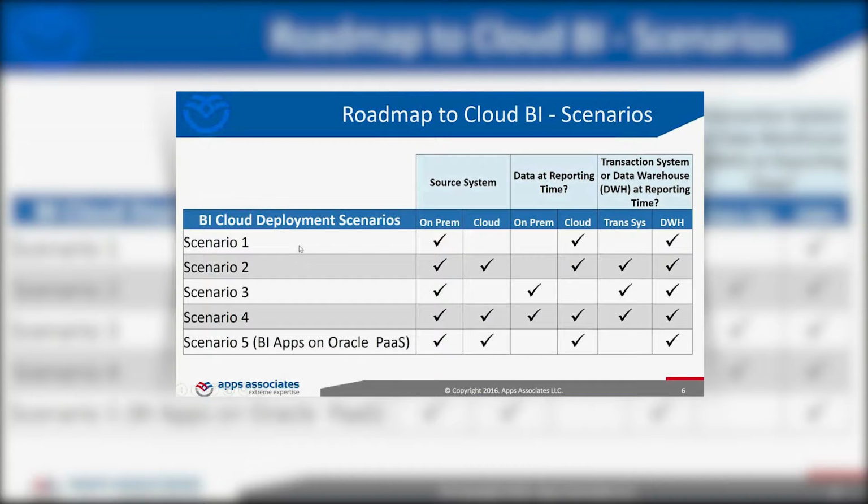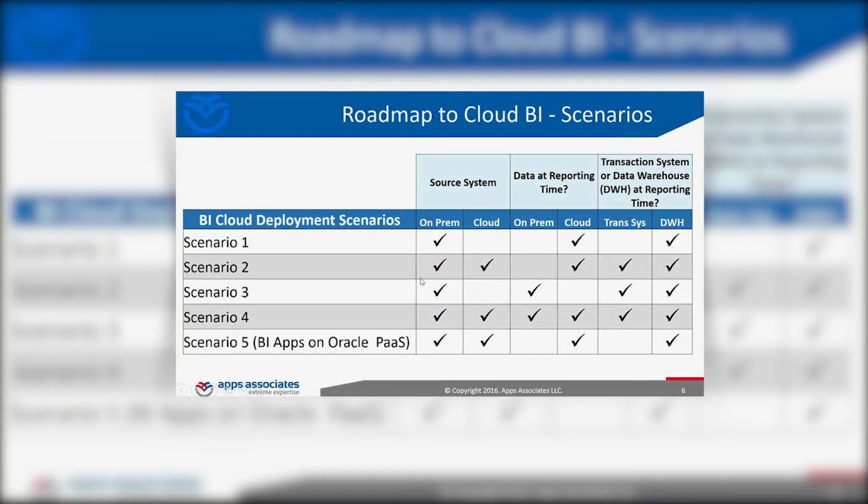The first scenario is relatively straightforward. The source systems are on-premise. At the time we're reporting, the data is in the cloud. So the data has been moved to the cloud, and it's in a data warehouse. Pretty straightforward. This is the way a lot of people go to the cloud. We say data warehouse, it could be a data mart. It's just a phrase, but I think you know what I mean.